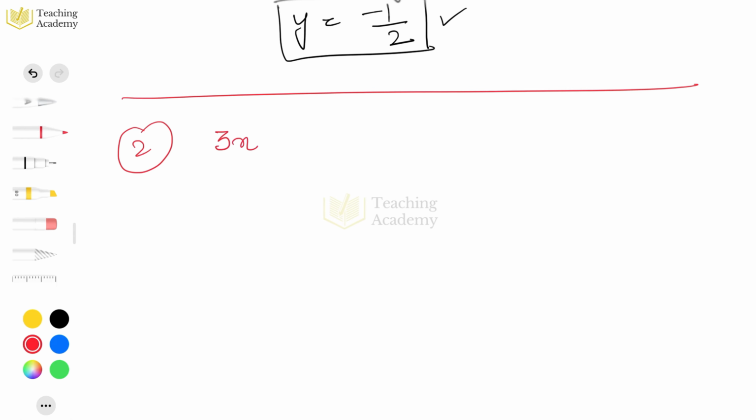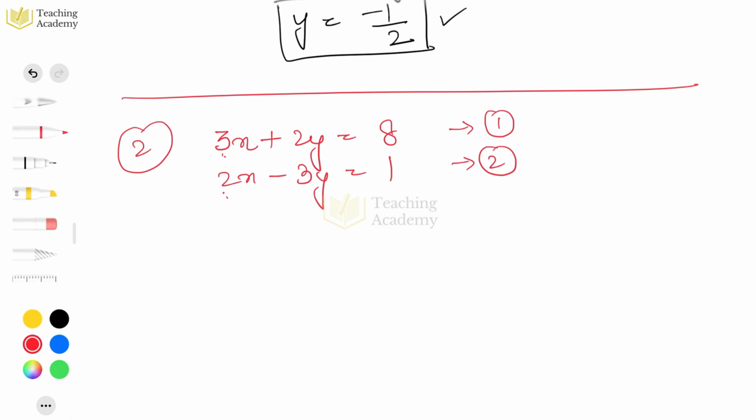Suppose your question is 3x plus 2y is equal to 8, and 2x minus 3y equals 1. So this is my first equation, and this is my second equation. But now I gave you two points: it should have the same variable and coefficient. I cannot see that here. These are not the same. Here it is 2, here it is 3, so there is a combination of 2 and 3 in both x and y.